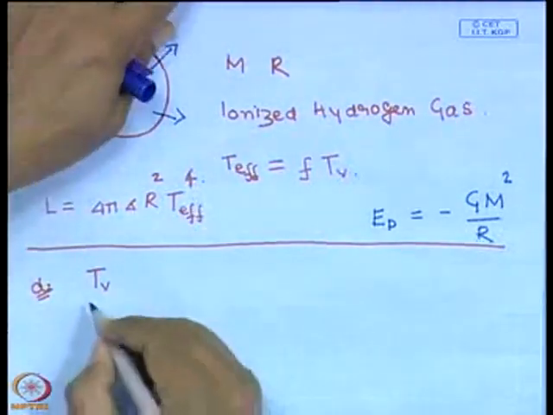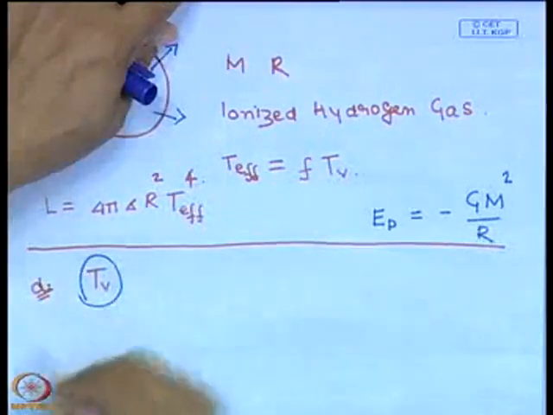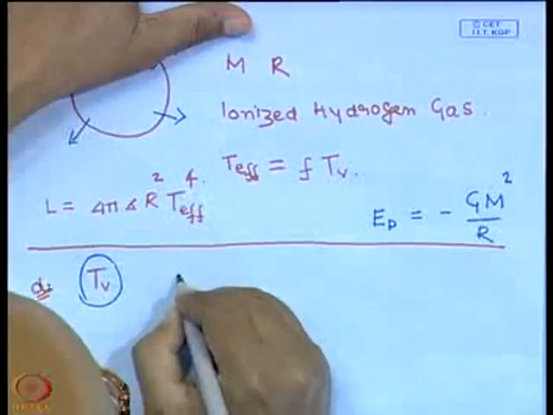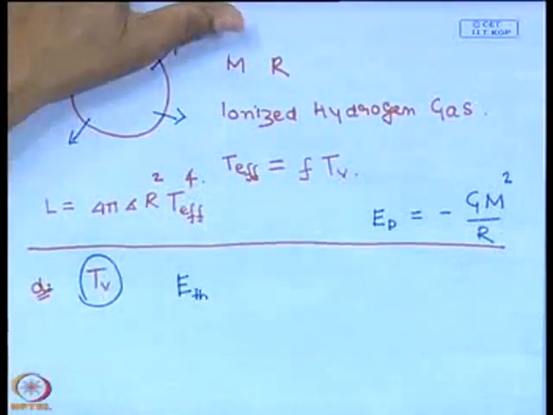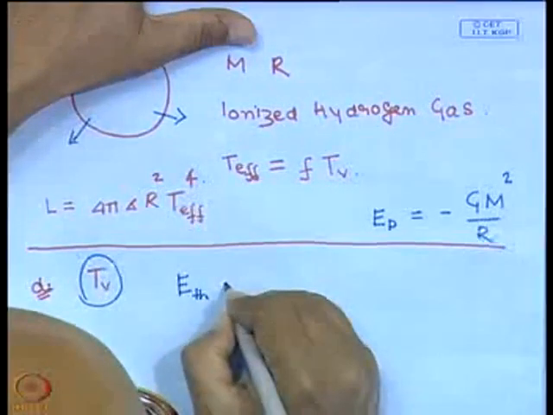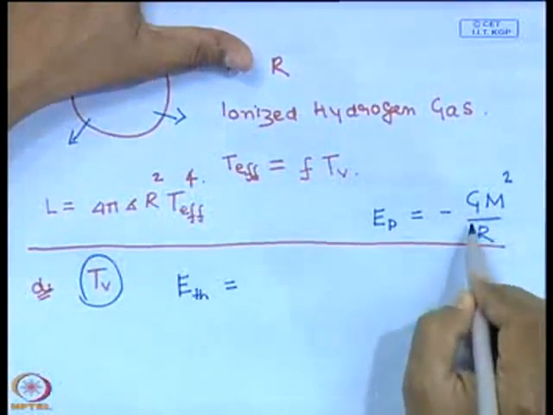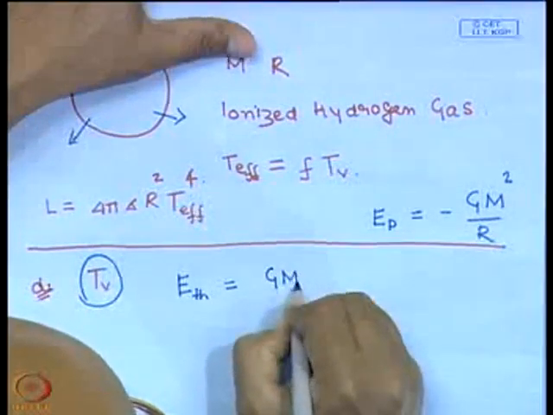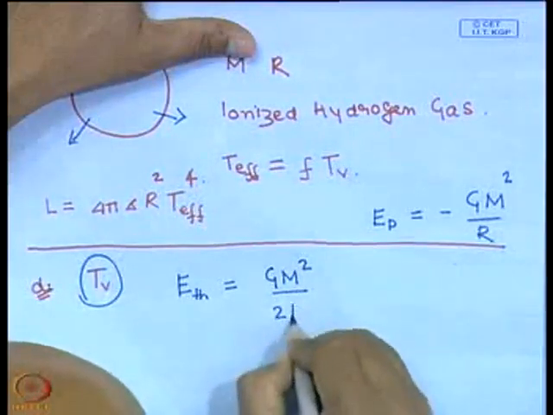Okay. So, we want to find out how does the virial temperature depend on the mass and the radius of this object. Okay. So, we know that in virial equilibrium, the kinetic energy here is essentially the thermal energy ETH. So, this is going to be equal to half of this value. So, half of this value means it is going to be g m square by 2r.